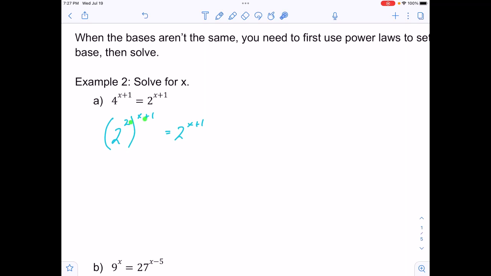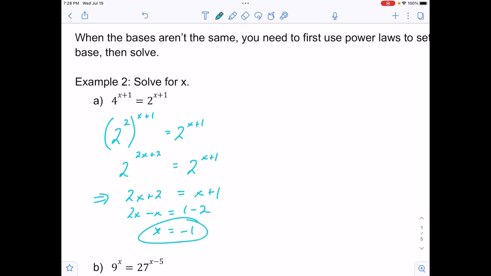This is like a double exponent, right? The x plus 1 is a power of the power of 2, and so our power laws tell us we need to multiply these two together. I'm going to distribute the 2 out. And now I have same base, my exponents must be equal. This implies that 2x plus 2 is equal to x plus 1. Okay, I rearrange. I'm going to bring my x over and the 2 over. 2x minus x will be 1 minus 2, or x is equal to negative 1.